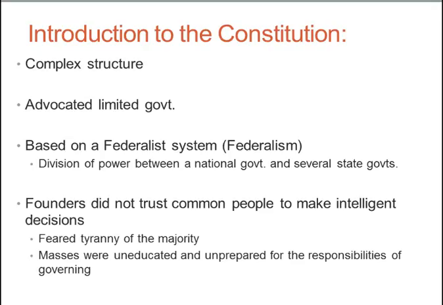Okay, the founders did not trust the common people generally to make intelligent decisions. They feared tyranny of the majority, and they believed that since all these people were uneducated and unprepared for the responsibilities of governing, they would make poor choices. So they set this up to limit the power of the government, but also check the power of the mob, power of the people. Again, as I said in the previous presentations, our founders were not fans of democracy.